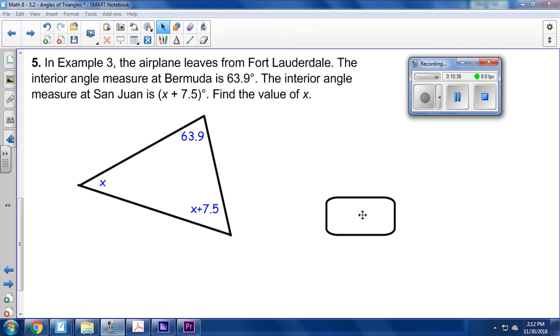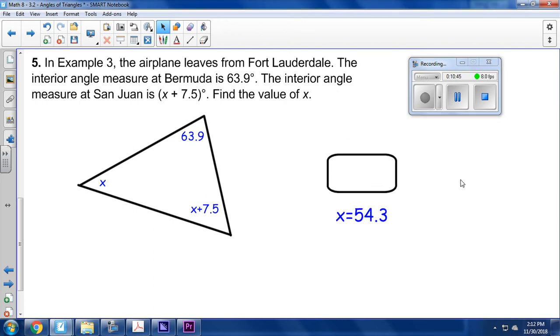All right, so hopefully you've given it a try. Here's what I'm going to do. I'm not going to show the work, but I'm going to show you the answer so you know if you got it right or wrong. Boom, x should have been 54.3. It is okay to use a calculator to get there. That's what it should have been. X is 54.3.